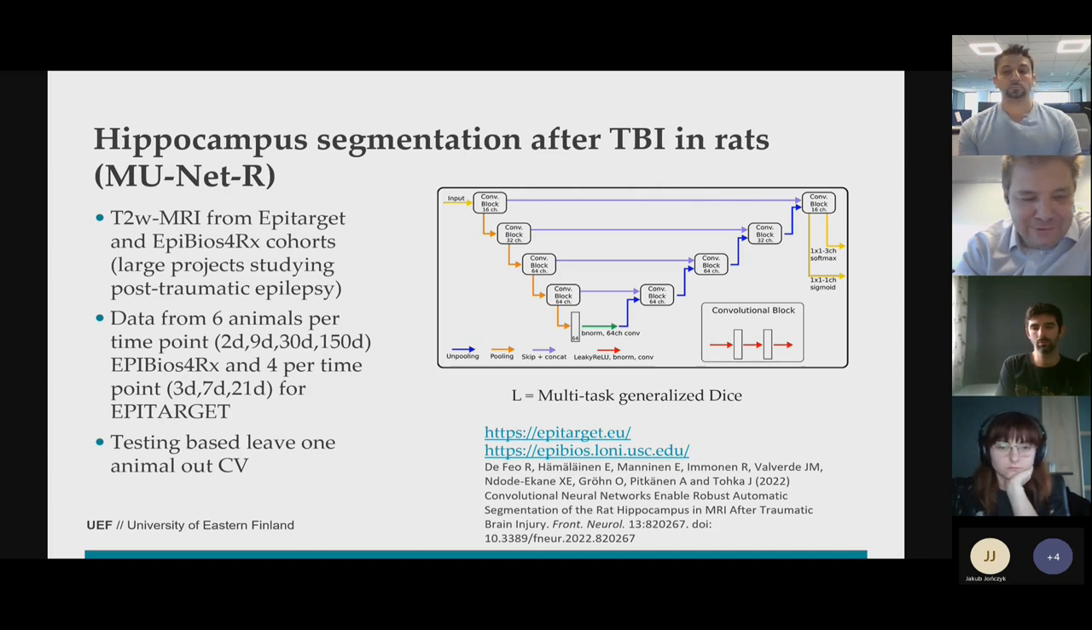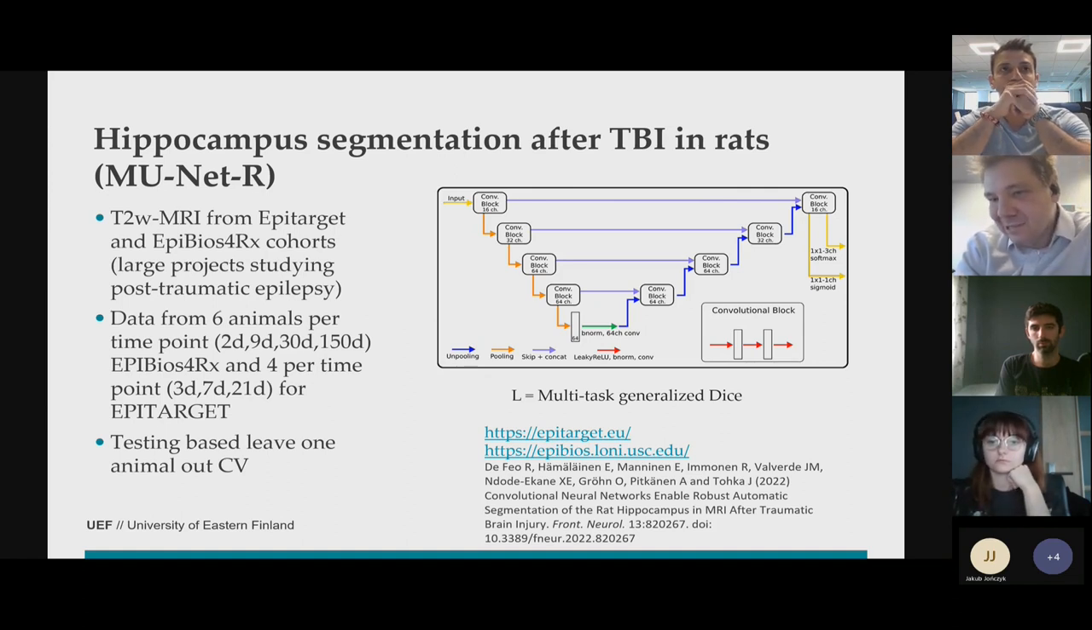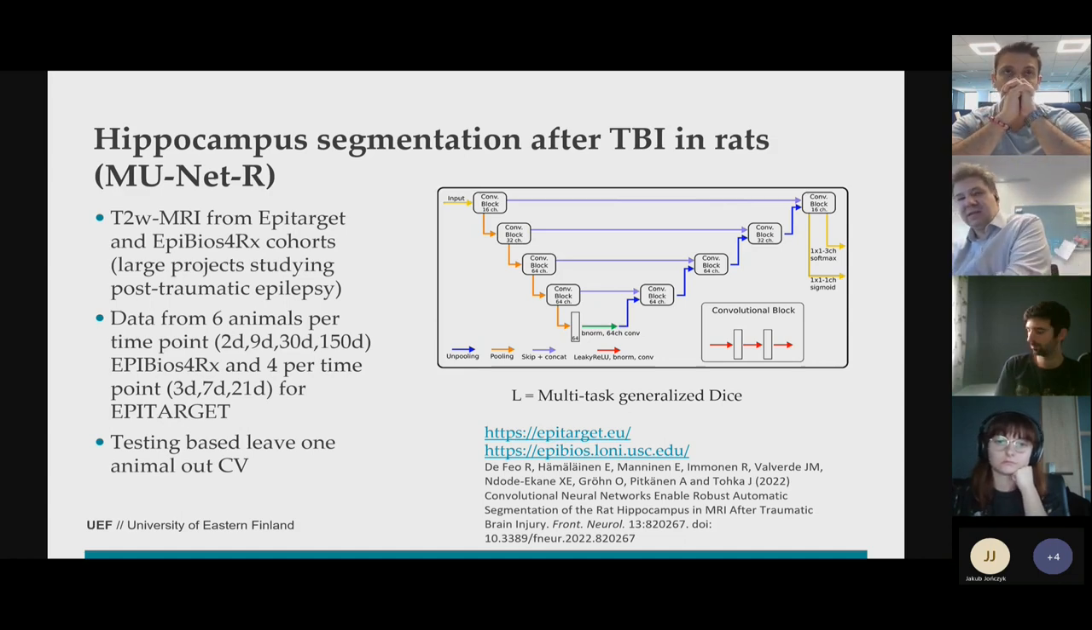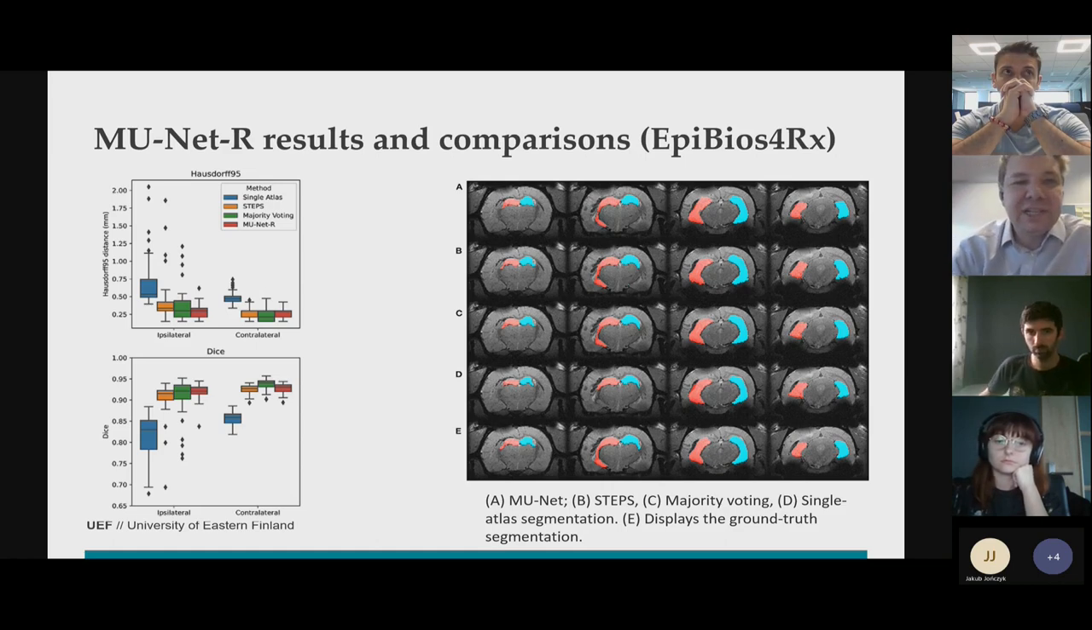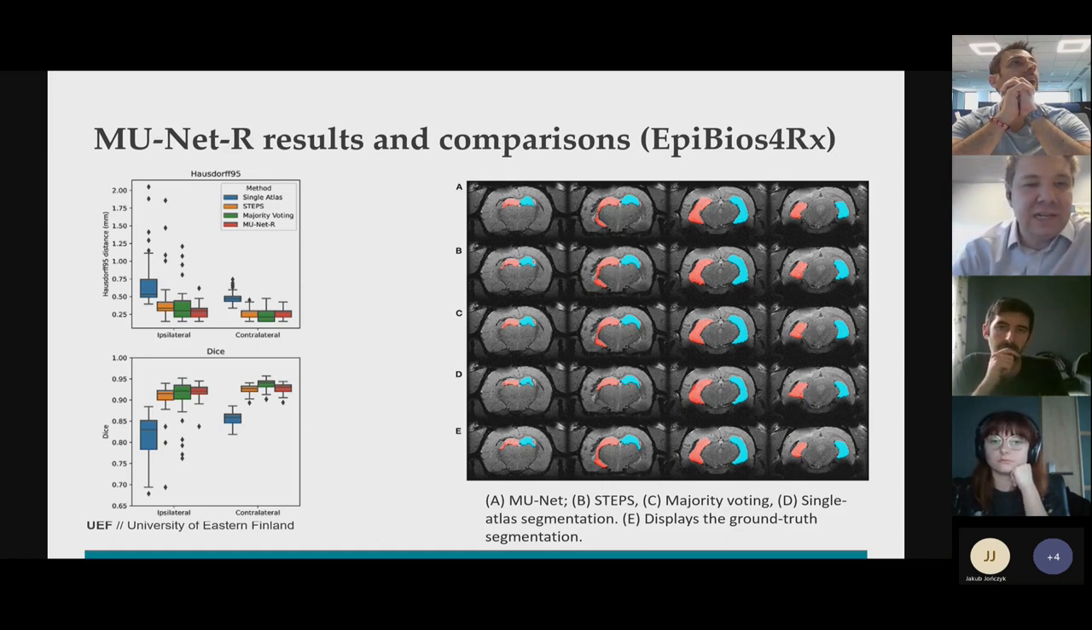Here, because we were interested in getting these images segmented rather than trying to validate a particular segmentation algorithm. Here is some results, and you can see that really major multi-atlas segmentation and convolutional neural networks do approximately the same.